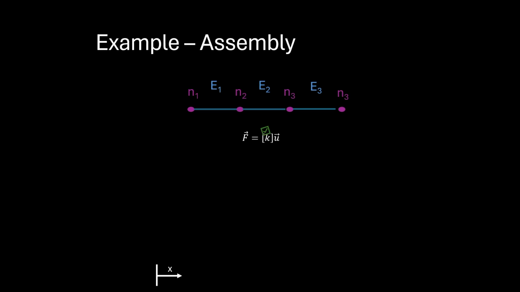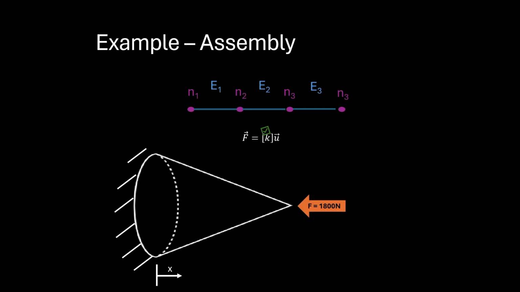So we have our K. Let's move on and look at our forces. On the right, we have a 1800 Newton force. If we look at our coordinate system here, since positive x is running in the right direction, this is going to be a negative force.